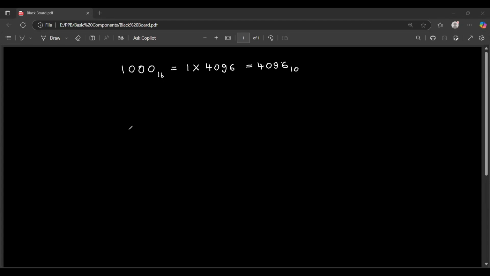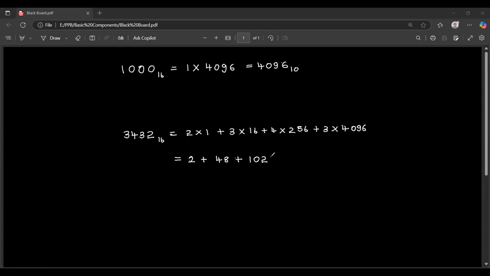Okay, and we can try something like 3432 to the base 16. So that will be equal to 2 into 1 plus 3 into 16 plus 4 into 256 plus 3 into 4096. So 2 into 1 is equal to 2, and 3 into 16 is equal to 48. 4 into 256 is equal to 1024, and finally 3 into 4096 is equal to 12288.